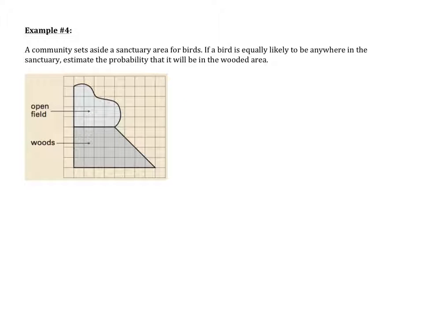Our last example, number 4: a community sets aside a sanctuary area for birds. If a bird is equally likely to be anywhere in the sanctuary, estimate the probability that it will be in the wooded area. So remember, to do probability and area, you take the targeted area, which in this case is the wooded area, divided by the total area of the entire sanctuary. So we need to figure out the area of the open field and the area of the wooded area so that we can divide the wooded area by the total area.